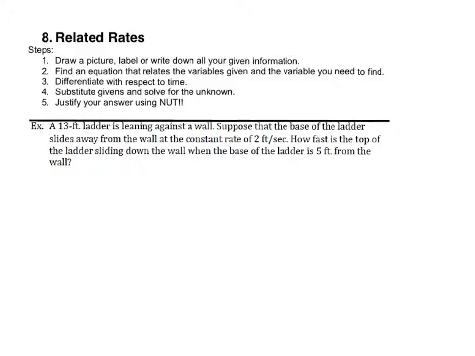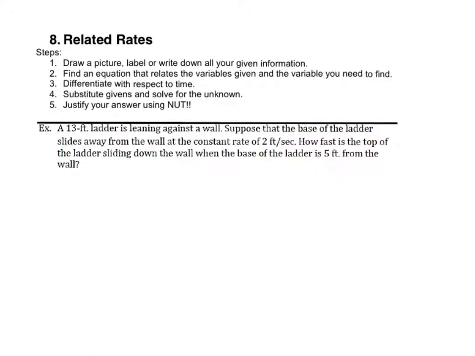Step 2, find an equation that relates the variables given and the variable that you need to find. So for example, if they give me the volume, the radius, and the height, and it's a cylinder, I'm probably doing a volume of a cylinder formula, right? So find the formula that's going to relate all those variables. Number 3 is differentiate with respect to time. That's going to be implicit differentiation because you're going with respect to time, and you have a lot of variables like r for radius or h for height.